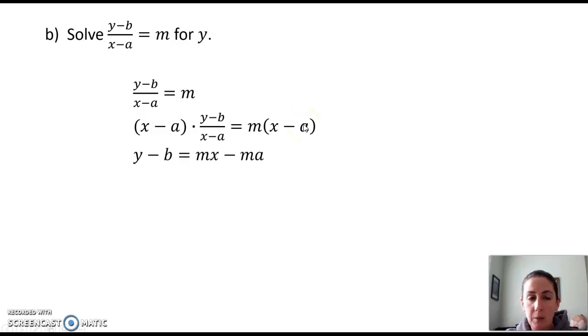Now to get y completely by itself, I'll just add b to both sides, and so you just get a funky answer. So if you have a bunch of variables in your equation and you're trying to solve for one variable, that variable will be determined in terms of other variables. And sometimes it's funky and long and messy.